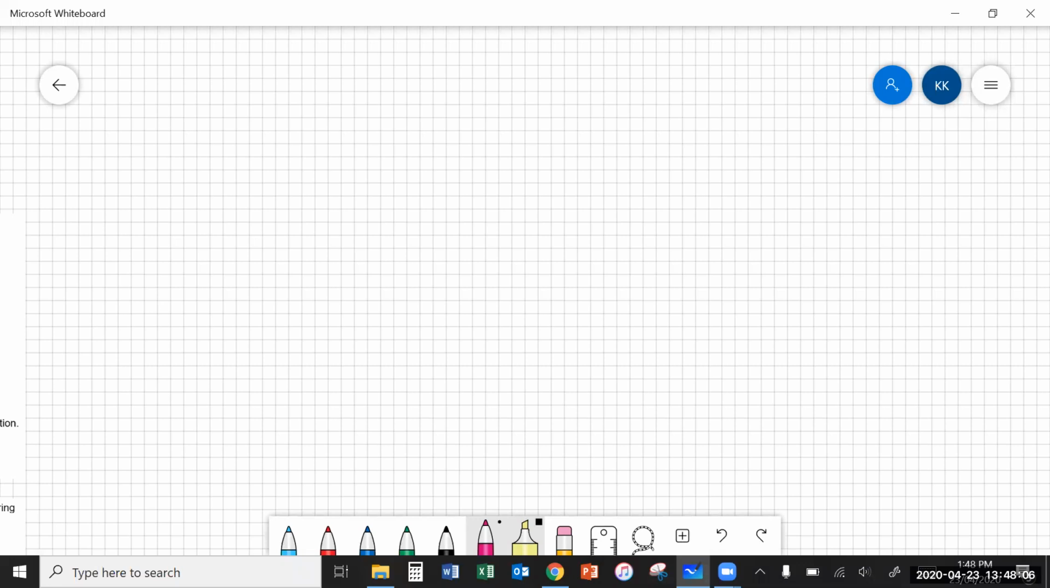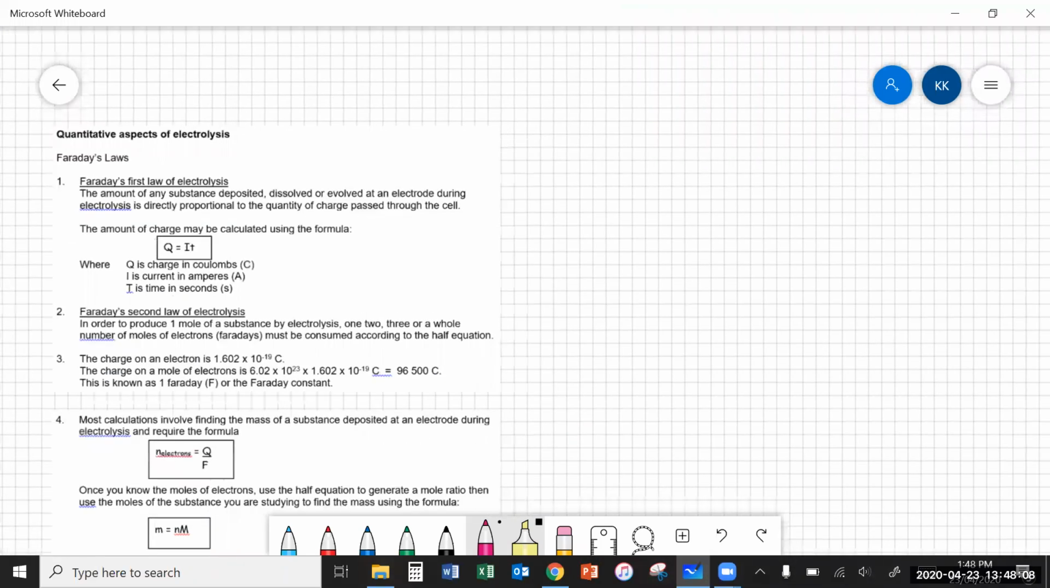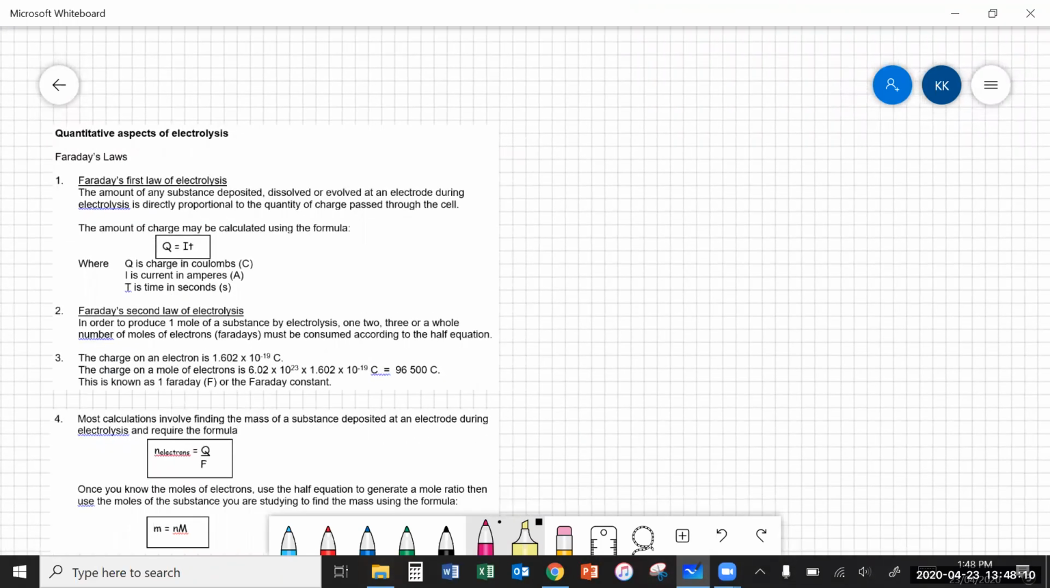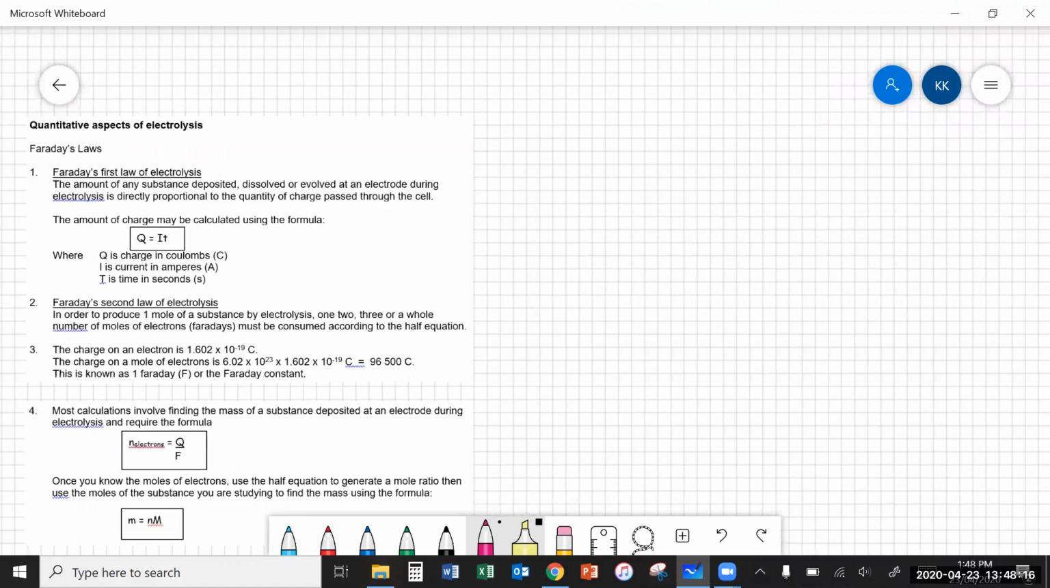Okay, so we are looking at your booklet today, page 27. So find that in your booklet. Today we're going to talk about how you calculate the number of moles of electrons that's flowing in an electrolysis circuit. So for this we need to learn about a couple of laws.